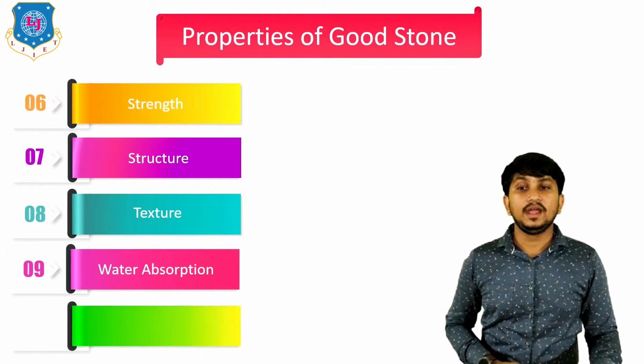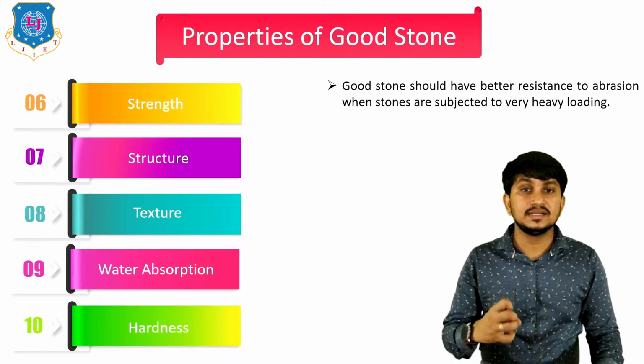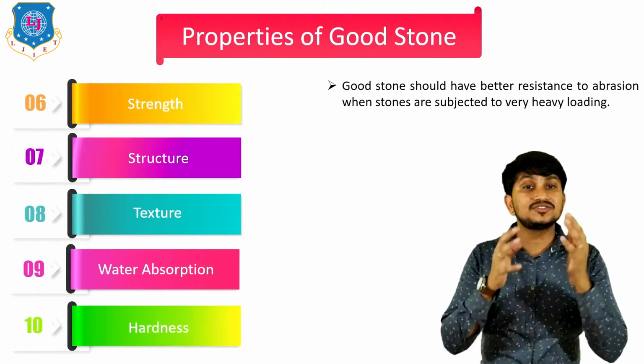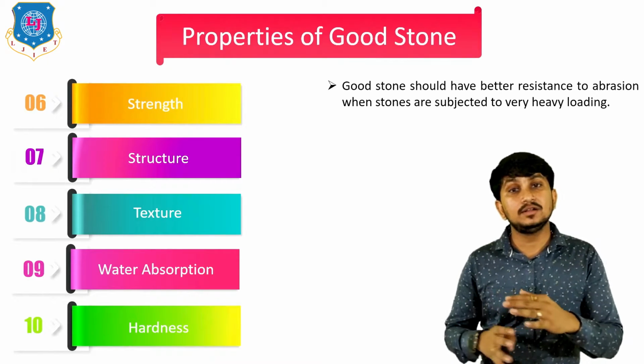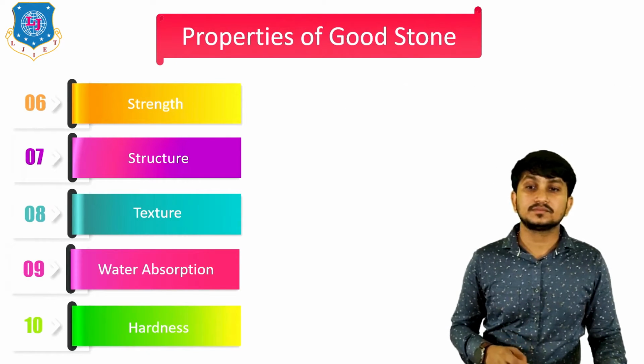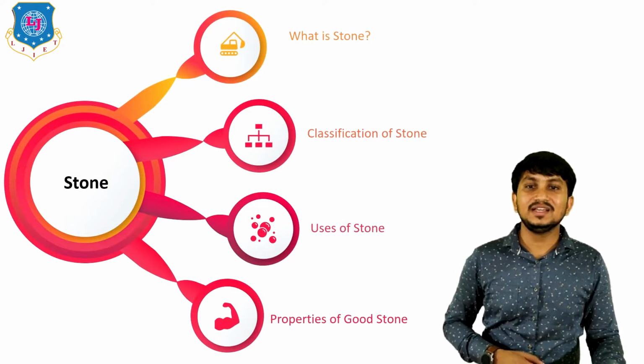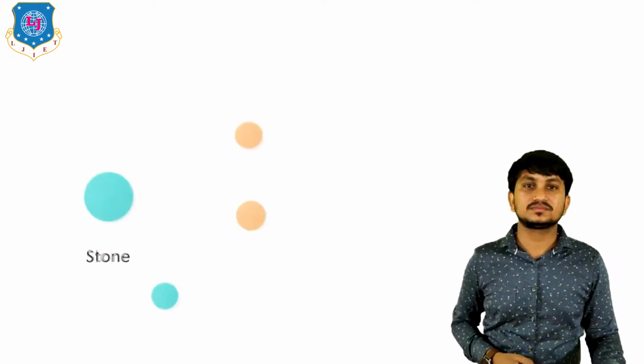And the 10th is hardness. Good stone should have better resistance to abrasion when these stones are subjected to very heavy loading. That's all about the properties of good stone. That's all about stone.